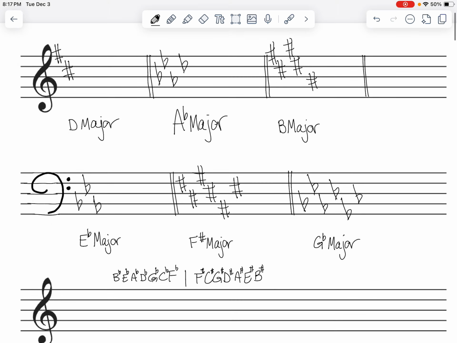So if you are not comfortable with the circle of fifths and you need to know how to create major key signatures, this is how you can do it. And I hope that helps.